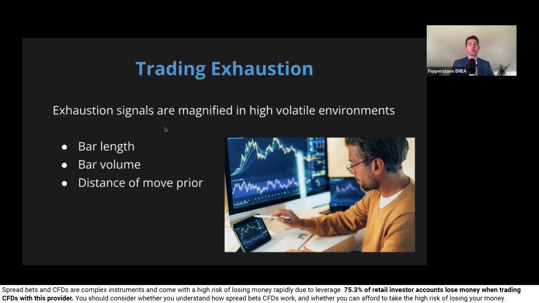Okay, so exhaustion signals are magnified in high volatility environments. Honestly, I have to confess, this is one of my favorite setups.